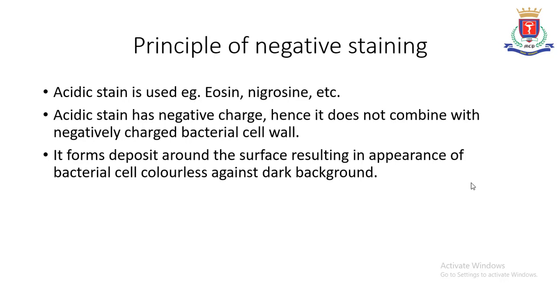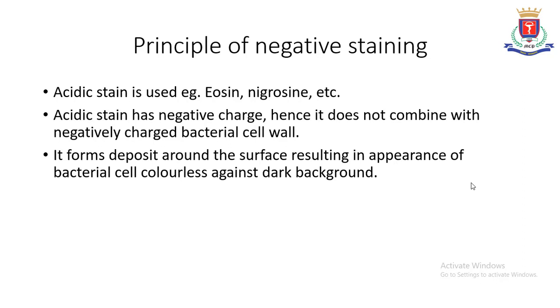So now we will see the principle involved in negative staining. Now as we had discussed in last video of monochrome staining, the stains which we used in monochrome staining were basic stains, but here in negative staining we will be using acidic stains, for example eosine, nigrosin, which carries negative charge on it. And as you all know, the bacterial cell wall is made up of peptidoglycans. So it contains proteins, and protein contain amino acids.